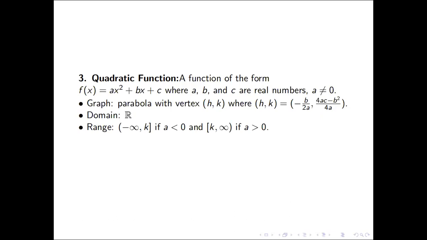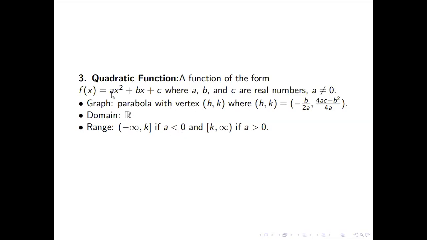Now, for the range, you need the vertex, since the vertex is either the highest or the lowest point. If you look at the leading coefficient a, you already know from high school that if a is positive, the parabola opens upwards. If a is negative, it opens downwards. So if a is negative, your vertex (h, k) will be the highest point. So the highest y value will be the y value of the vertex, the k. So it will range from negative infinity to k if a is less than 0.